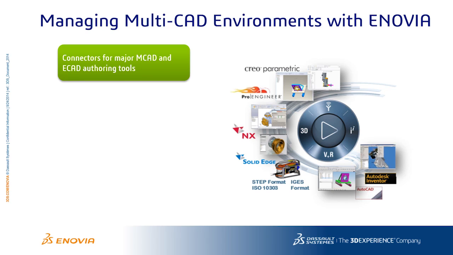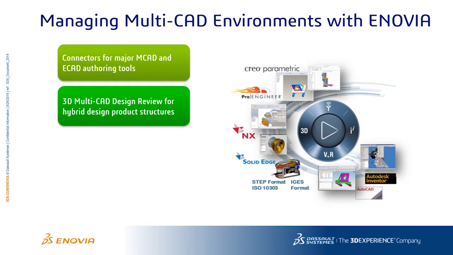Electrical CAD data is also becoming an increasingly important part of products these days, and it provides tremendous value to our customers to be able to manage that information alongside the mechanical CAD information. Now that we have these connectors and the data is managed within the Enovia environment, the 3D MultiCAD design review allows you to perform design reviews with a hybrid design product structure, meaning the data can come from different CAD systems and can be reviewed as one.